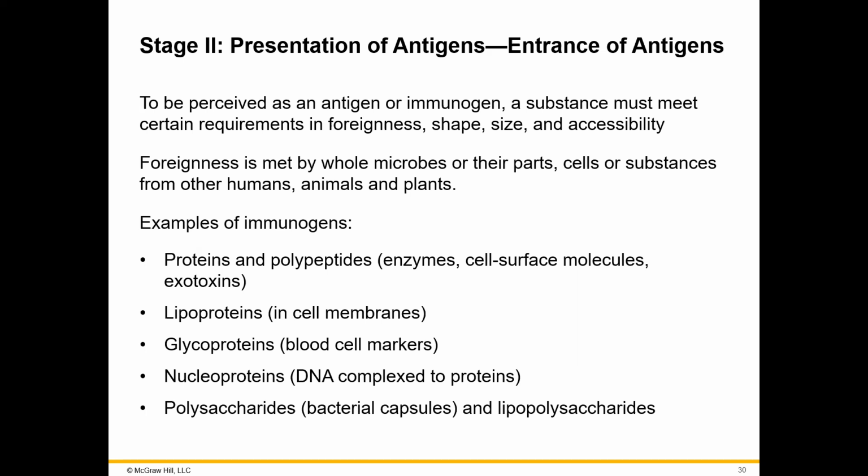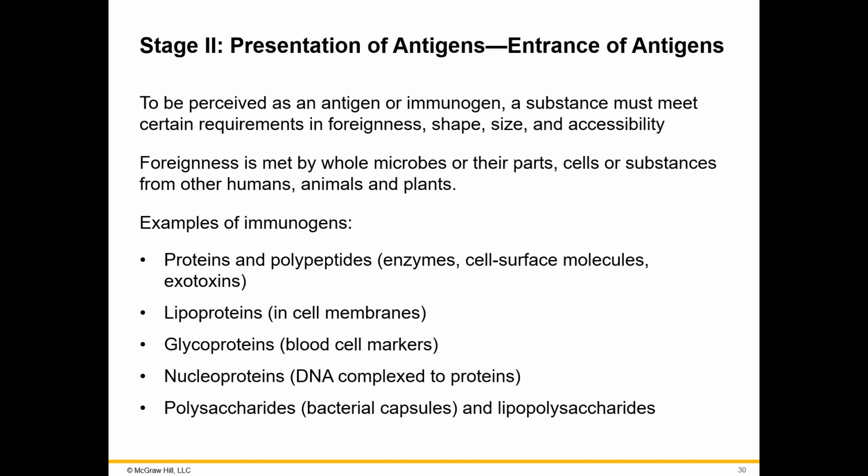So here, looking at presentation of antigens, the first thing is the entrance of antigen. In order for something to be perceived as an antigen or an immunogen, it has to meet specific requirements in terms of foreignness, shape, size, and accessibility. Foreignness, we're talking about a quality of not being a normal constituent of the host. Whether it's a whole microbe or a part thereof, cells or substances that come from other humans or animals or plants or various molecules possess this quality of foreignness, and so they are potentially antigens.